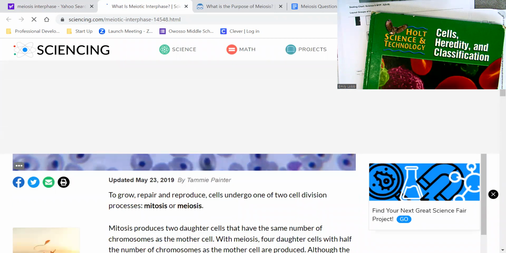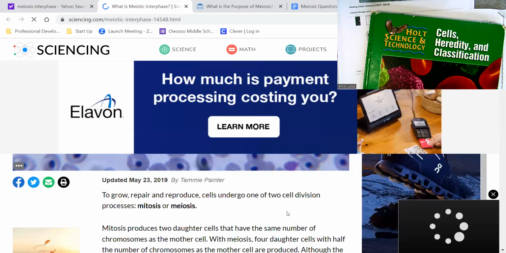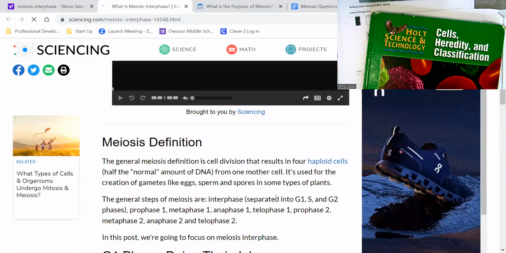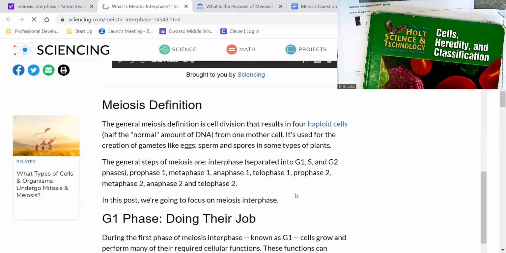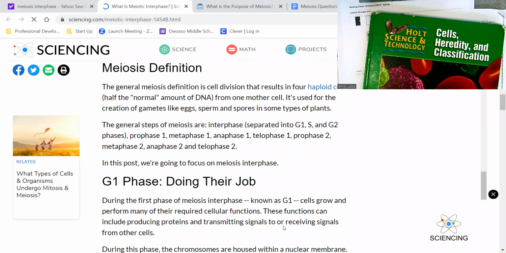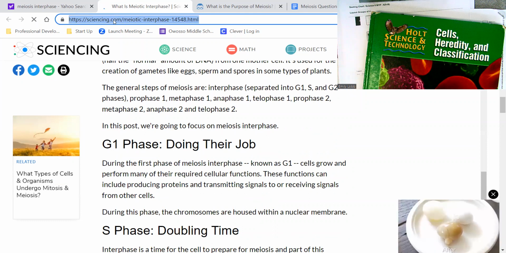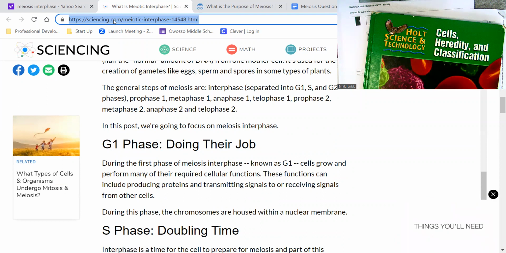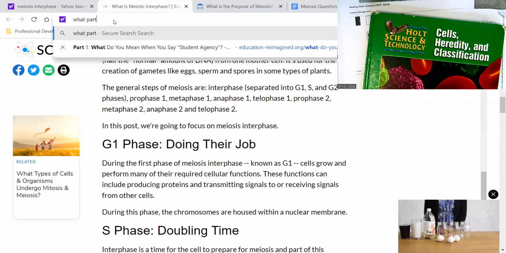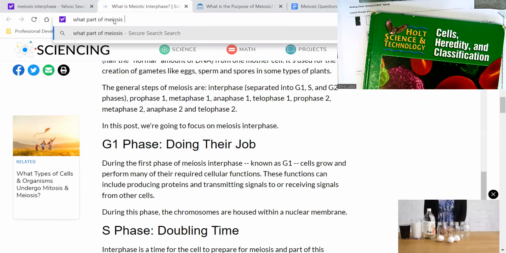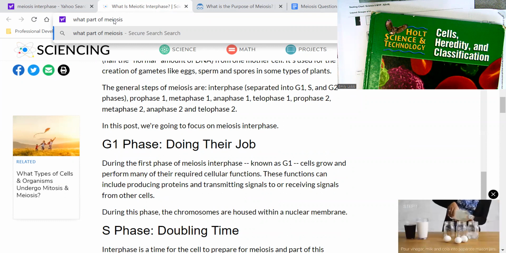Open up your Chromebook. We're going over the assessment. There's mitosis and meiosis. We're going to focus on meiosis interphase. Oh my God. Mitosis. All right, so we're answering the question. What's the question? What is mitosis? What part of meiosis? Not mitosis. What is the question? Somebody.